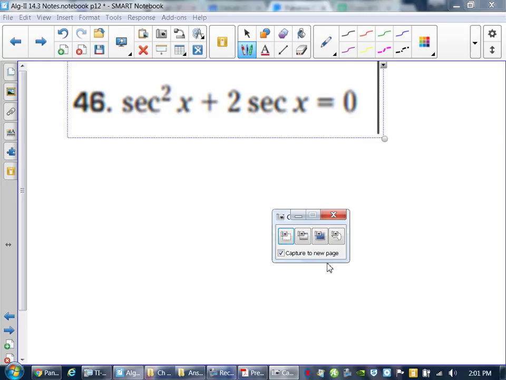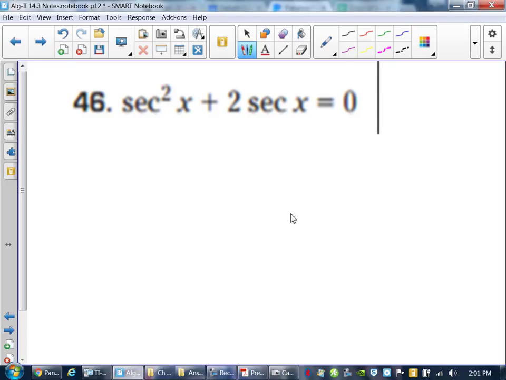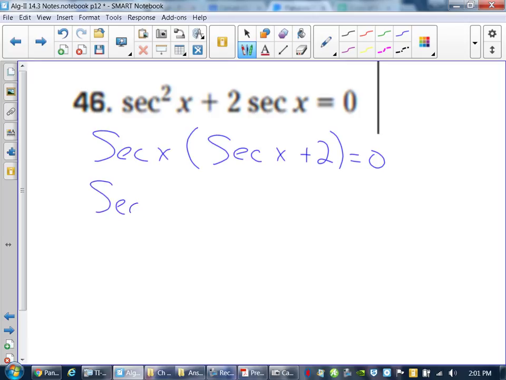So in this one here, there's really nothing I can do aside from GCF. So I factor out a secant. I have secant of x times secant plus 2 is 0. So then I go ahead and set it up. So secant of x is 0, and secant plus 2 is 0. Well, this means what angle has a secant value of 0?